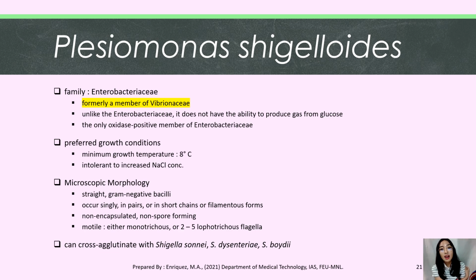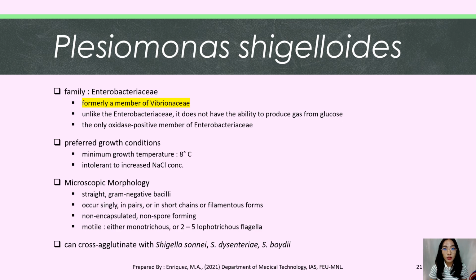Plesiomonas was formerly under the family Vibrionaceae because of its phenotypic characteristics, but further studies showed that this is actually more closely related to Enterobacteriaceae. So one thing that makes it stand out from the rest of Enterobacteriaceae is that Plesiomonas shigelloides is the only oxidase-positive member. Also, one of its similarities with Vibrio is that it is also sensitive to the O129 vibriostatic agent.